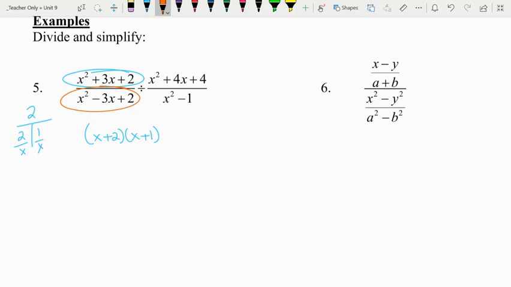Now I'm going to work in the denominator. So if I do first times last, again I get 2. But I need a negative 3, so that would be a negative 2 and a negative 1.